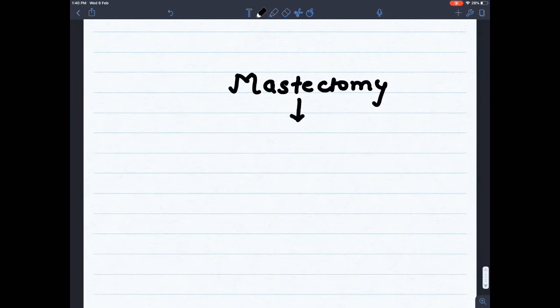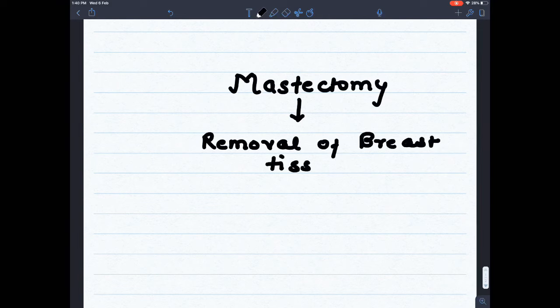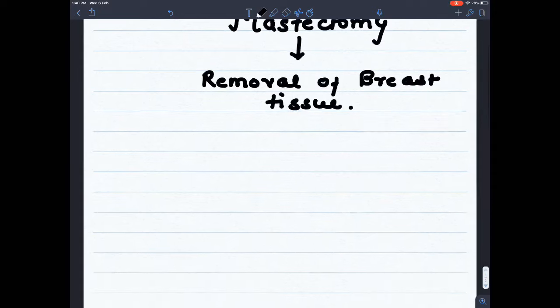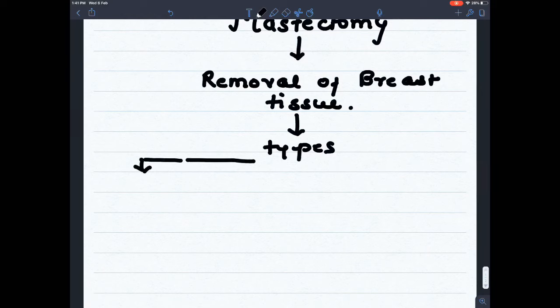A surgical pathology topic, mastectomy. A simple definition of mastectomy is removal of breast or removal of breast tissue. But remember, when I say mastectomy, it is not just breast tissue but overlying skin, nipple, areola is also removed. There are various types of mastectomy.